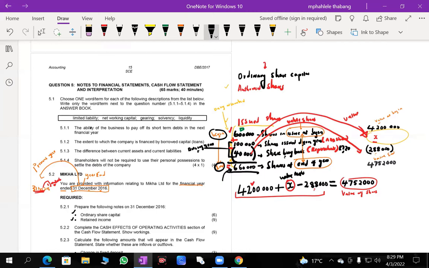I'm going to do maths. I'm going to say 4,752,000 minus 4,200,000 plus 288,000 is my X. Actually, X is 840,000. Oh, my X is 840,000. Good. So this is the shares issued.